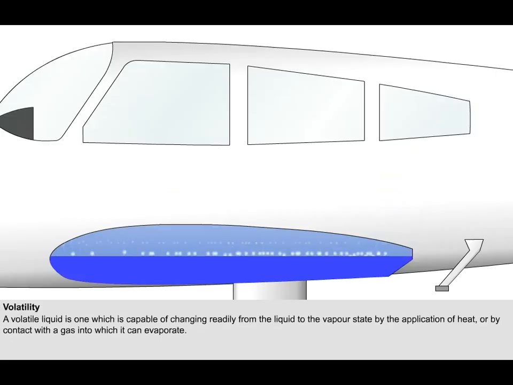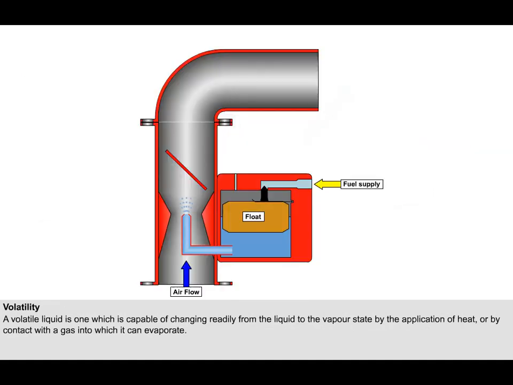A volatile liquid is one which is capable of changing readily from the liquid to the vapour state by the application of heat, or by contact with a gas into which it can evaporate. As you will see in a later lesson, fuel is added to the air in the carburettor. The volatility of gasoline determines the efficiency with which the fuel and air mix. However, the time in which this mixing takes place is so short that some of the fuel remains in the form of minute droplets, the evaporation of which occurs in the induction system. The more volatile the fuel is, the better will be this mixing and evaporation.